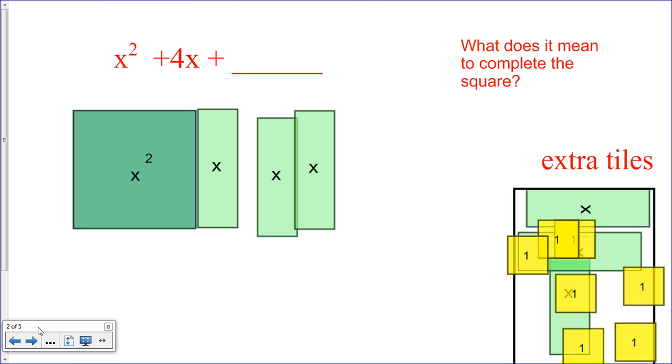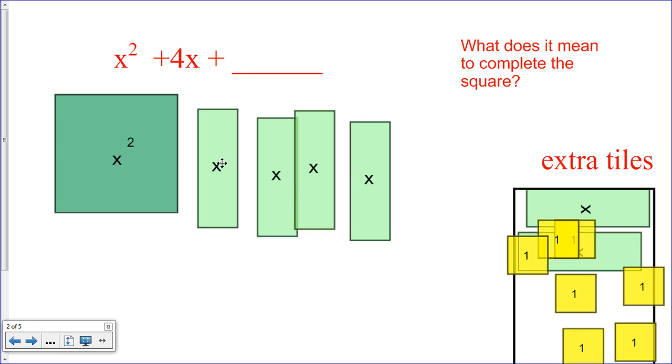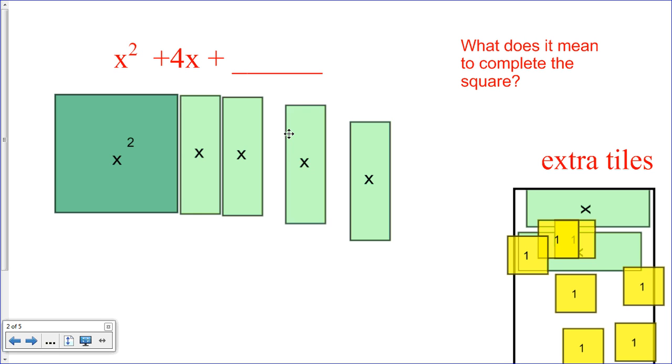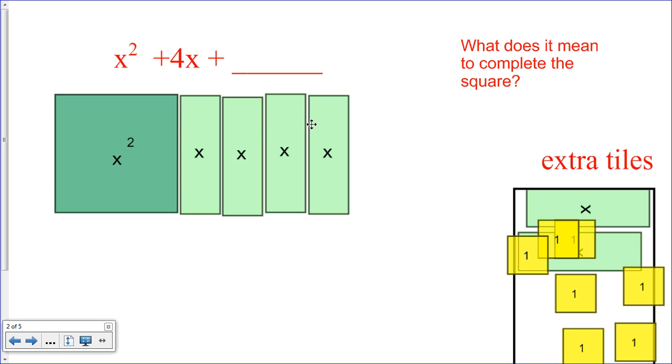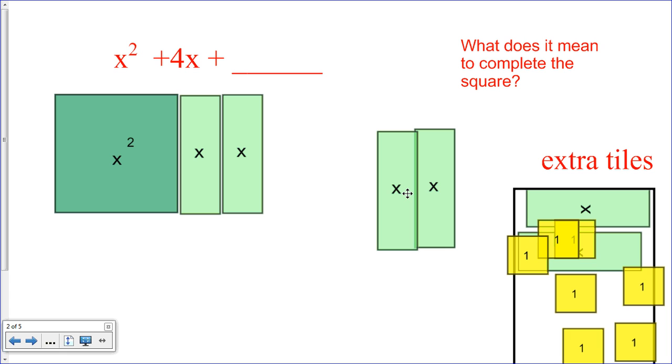Now, the first thing I'm going to do is give you an expression, x squared plus 4x. I want to complete the square. I want to make these pieces that I have into a square. So I've got an x squared and I've got 4 x's. Okay, I'm going to line them up here. Oh, here we go. As you can see, am I making a square? I hope you can see that that is not a square, that's a rectangle.